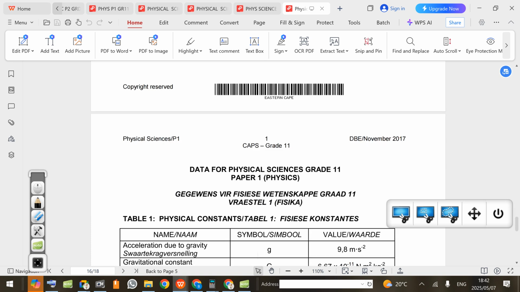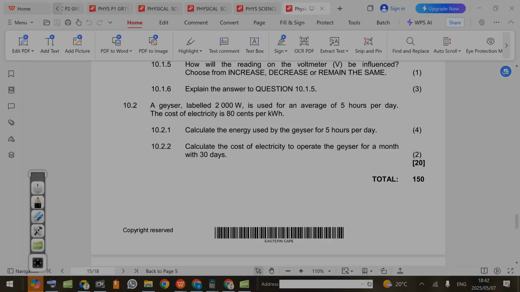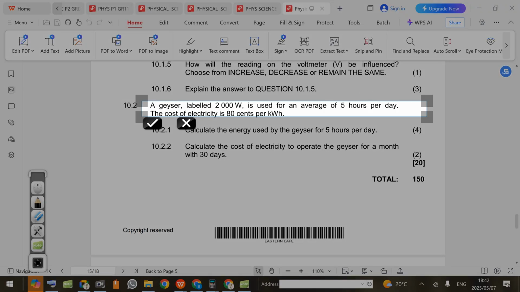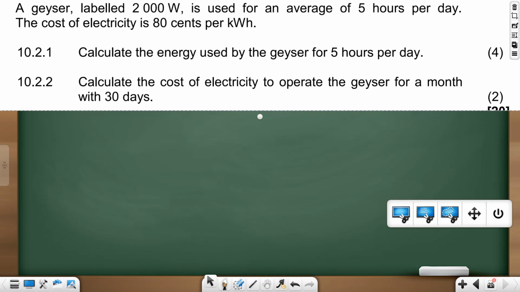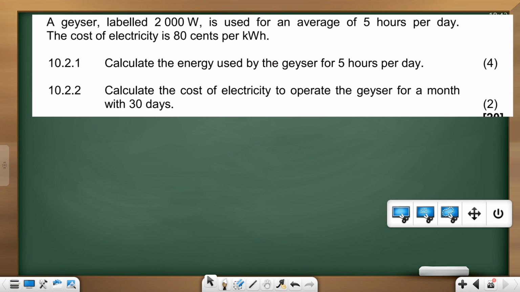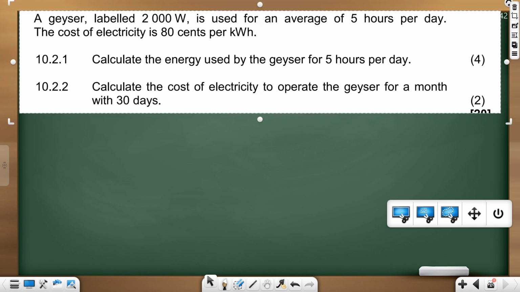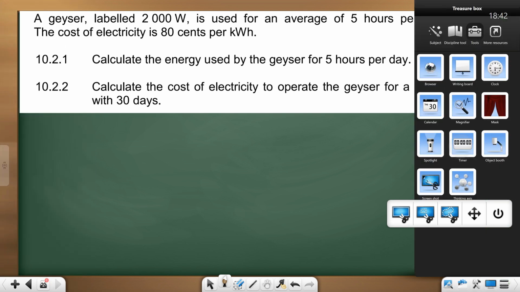Okay, this is moving too fast for me. Let's see. Oh, this is beautiful. There we go. 6 minutes, 6 marks. Don't forget your power formulas. But they give us power here. They give us power already. 6 marks. I'm sure we can do this in 4 minutes.